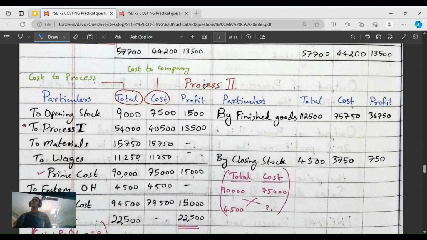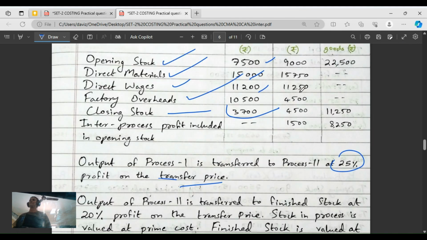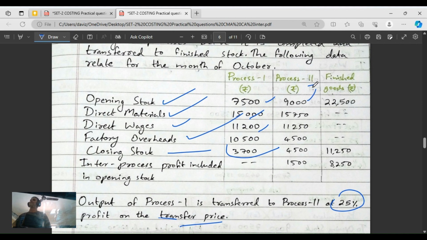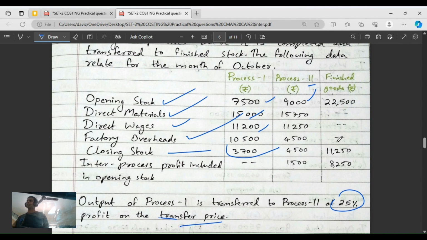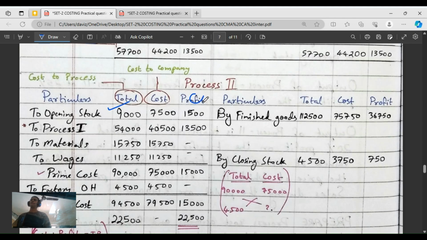Okay. Now on process 2, the opening stock. At process 2, opening stock is 9,000. Then there is a 1,500 inter-process profit included in the opening stock. So we got the inter-process profit 1,500. So the balance, 7,500, is cost.